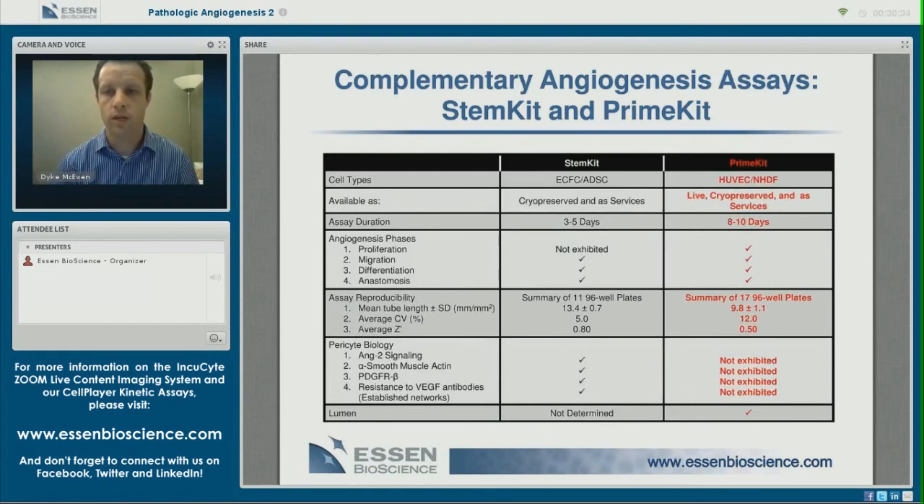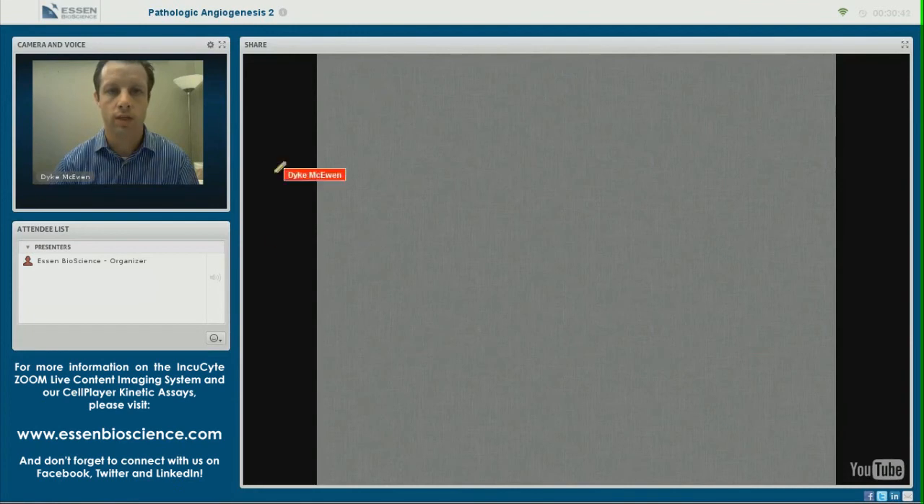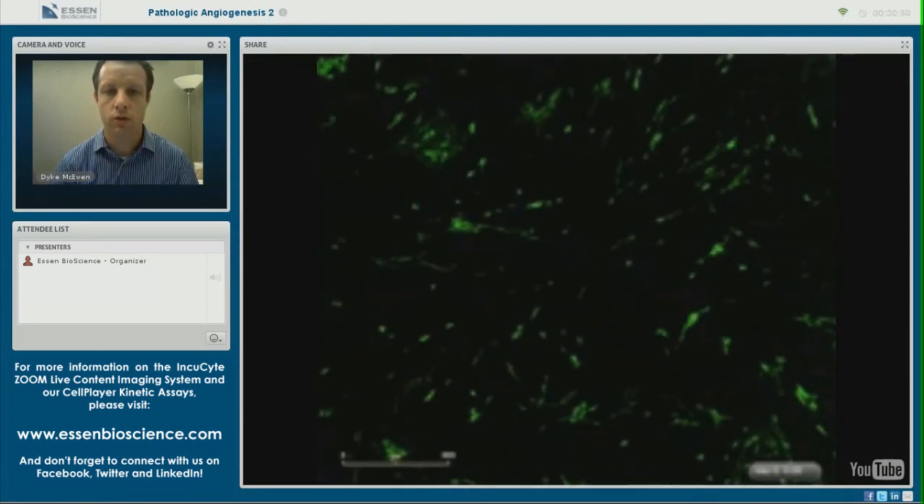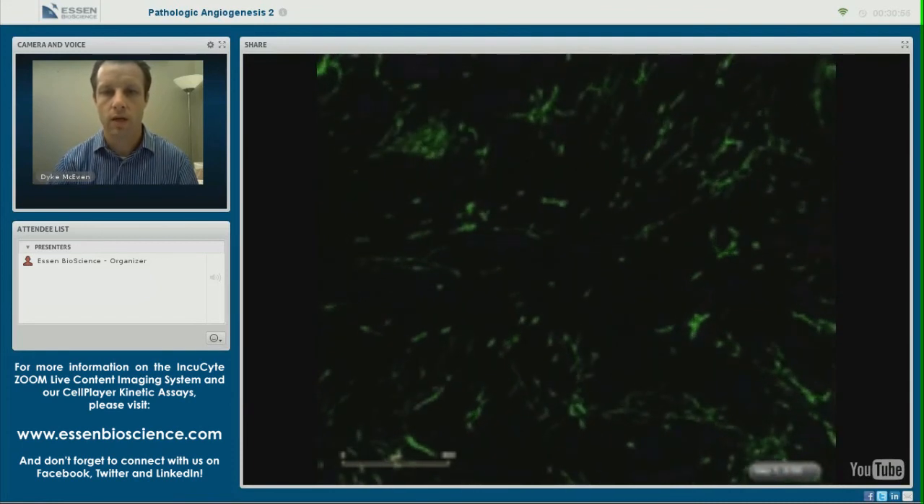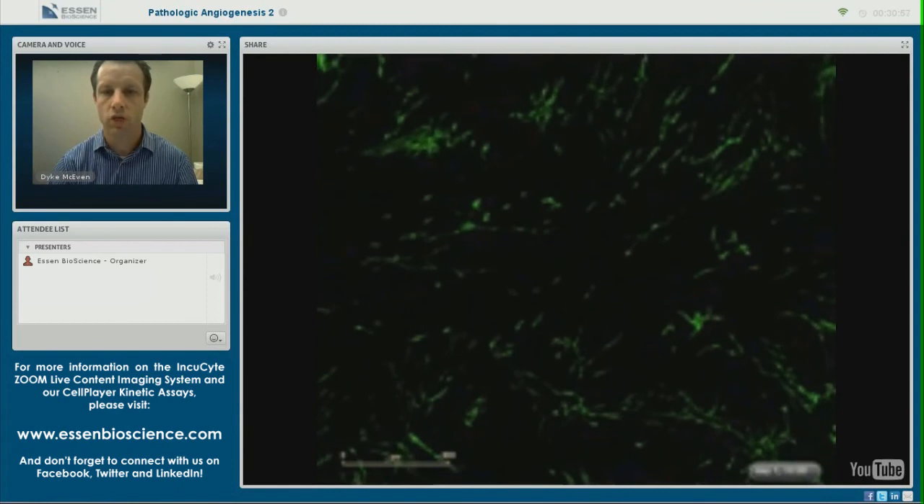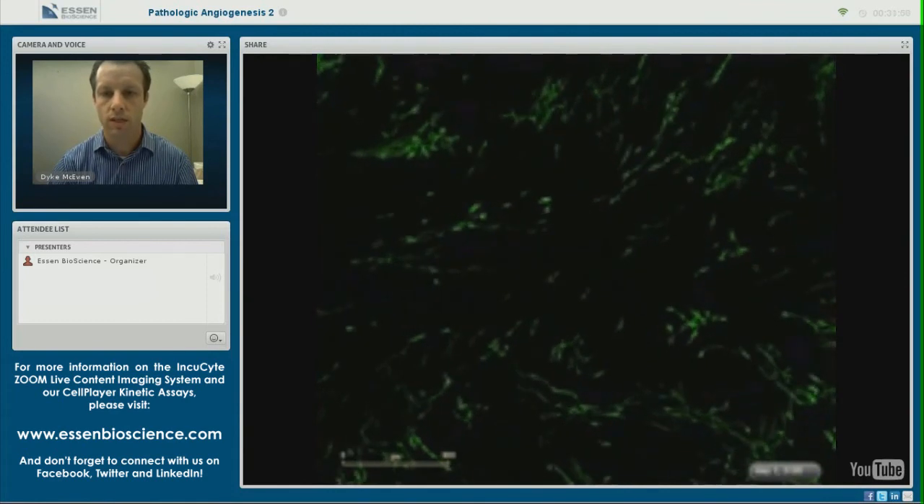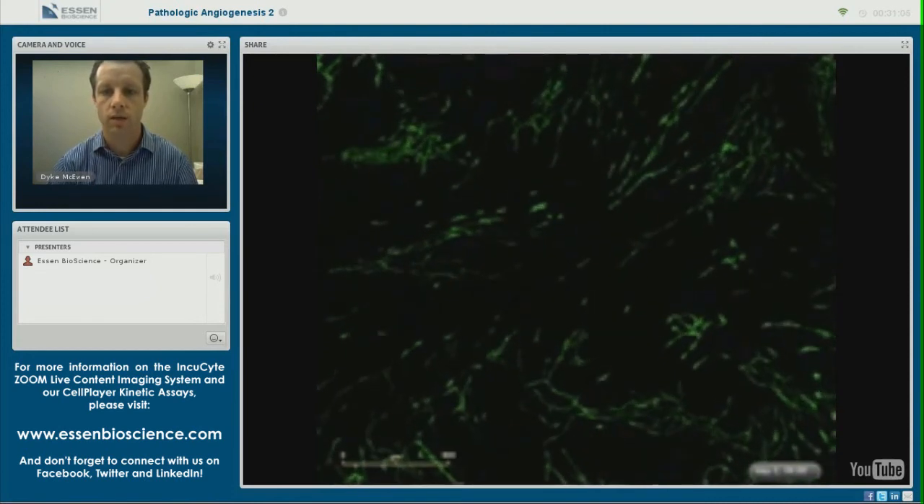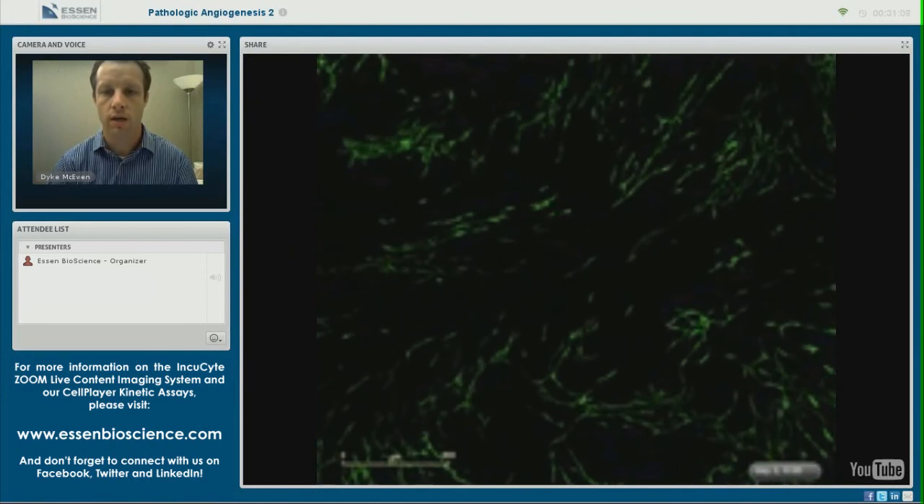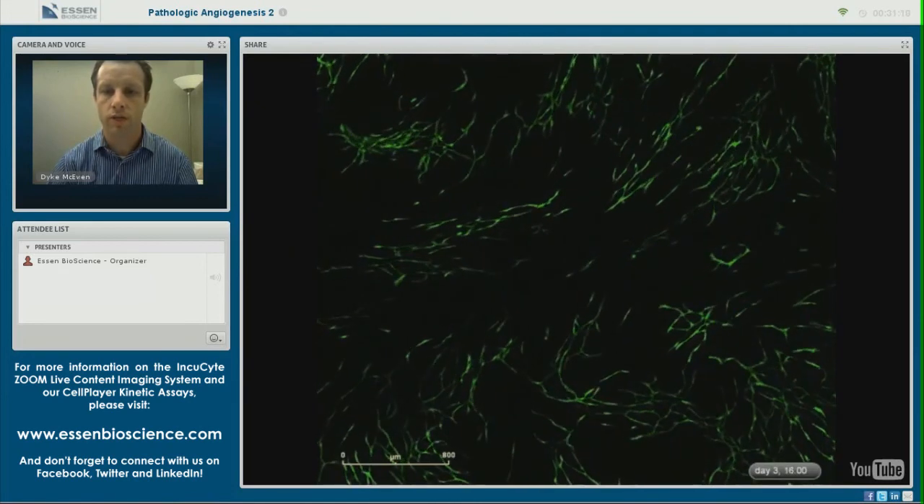To focus first on the prime kit, I'm first going to show you a movie of VEGF-stimulated tube formation in the prime kit, so you can see how the HUVEC differentiate over time. Here, this experiment was actually started about day 3, so you see where the cells are on day 3, and when I play this, you'll see that these cells are very dynamic. They are continually moving and differentiating, and by the end of this movie, you'll see that the network that forms is extensive and you see a high level of branching and complex network formation by the end of the assay.